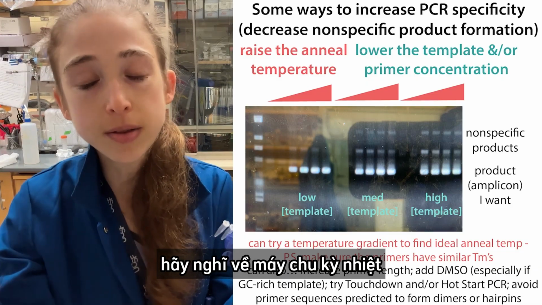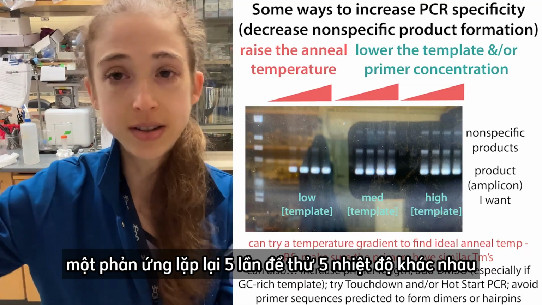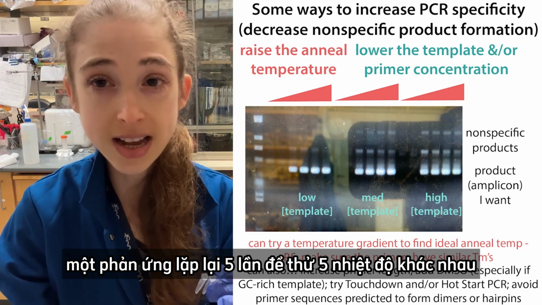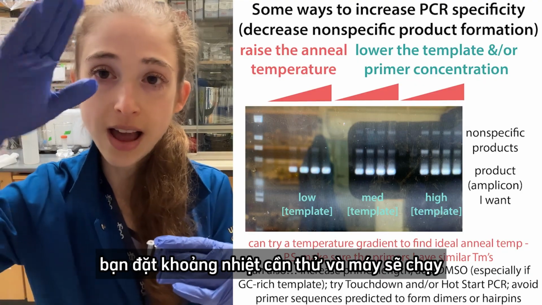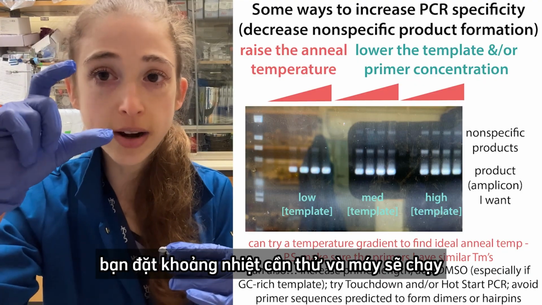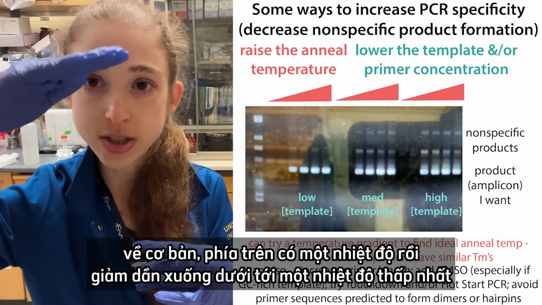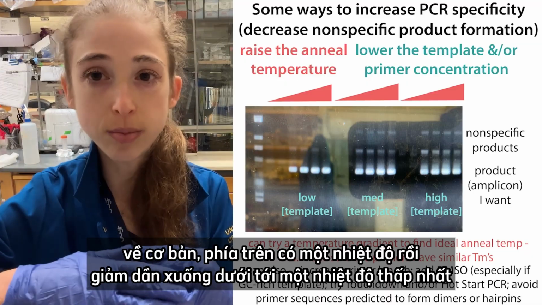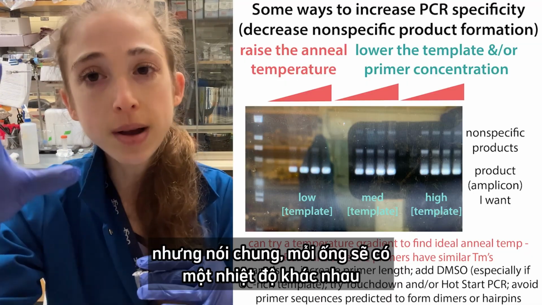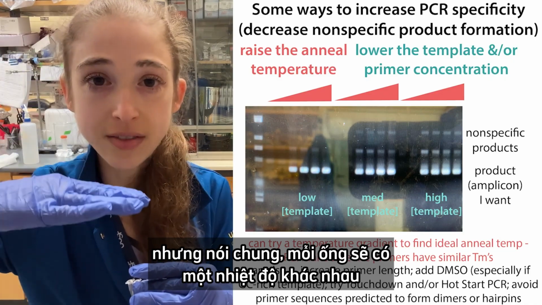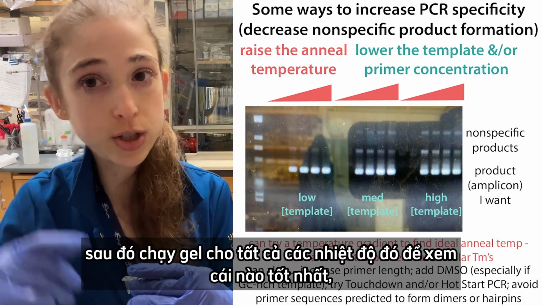If you think about the thermocycler, you don't want to set up a single reaction in 5 different times so that you can have 5 different temperatures to test. Thankfully, PCR machines often can do a gradient, so you can set the range that you want to test, and it'll have some temperature at the top, then go down and down to a bottom temperature, or vice versa depending on how you're looking at your PCR machine. But basically the different tubes are going to have a different temperature, and then you can run a gel of all those temperatures and see which one worked the best.